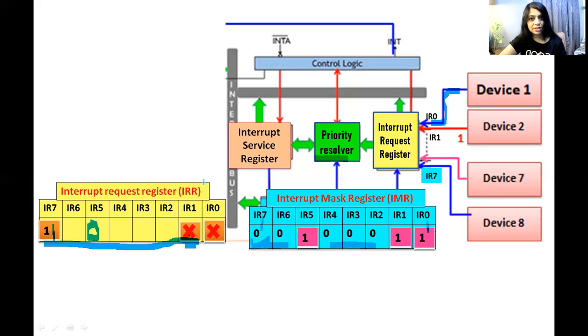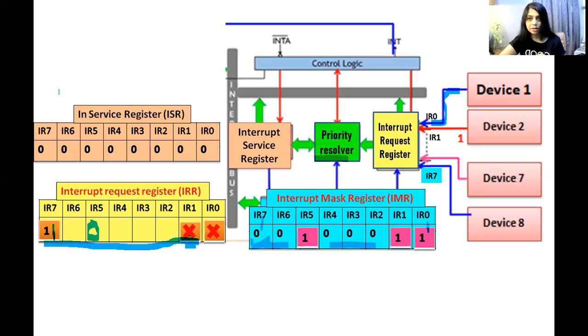Now it will check the status of interrupt service register. In interrupt service register, all bits are 0. It indicates that there are no higher priority interrupts going on, and it indicates that there is no pending interrupt, and 8086 or processor is free for receiving any of the interrupt available with priority resolver. So priority resolver will transfer this IR7 interrupt to control logic.